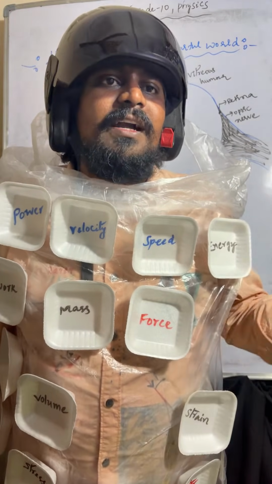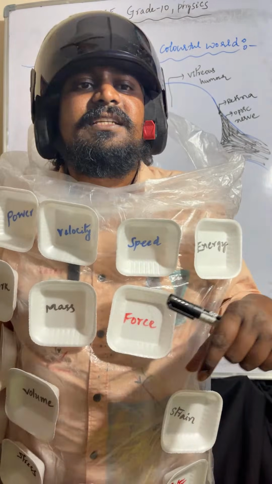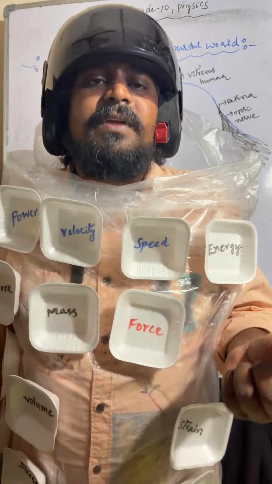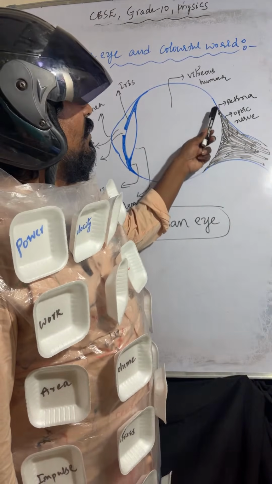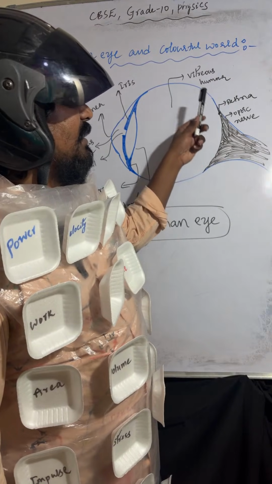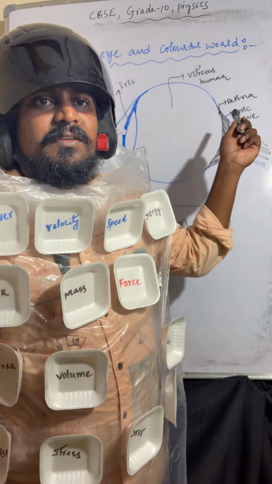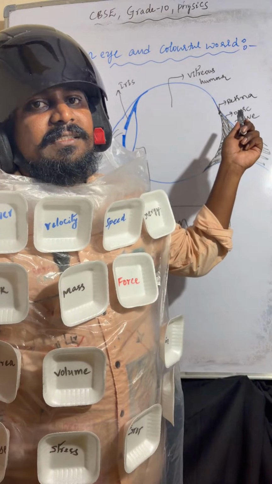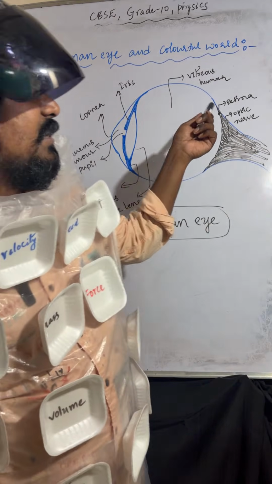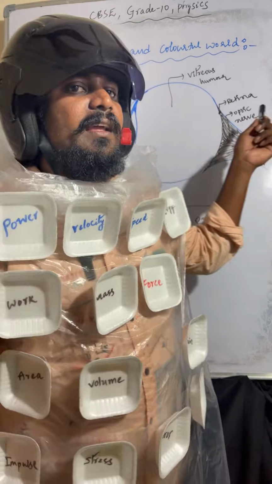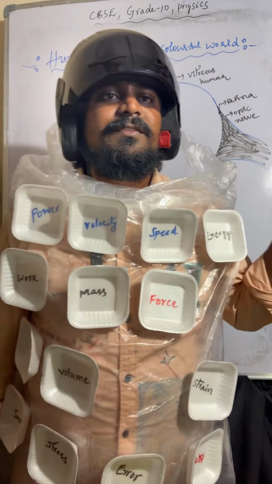Next one, optic nerve. Whatever the image is forming at the retina will be converted in the form of electrical signal that will reach the brain through the optic nerve. Here you can see this is the optic nerve. What type of image will form? A 2D image, real and inverted, will form at the retina and will be converted into electrical signal that reaches the brain through the optic nerve. So this is about human eye parts and function.